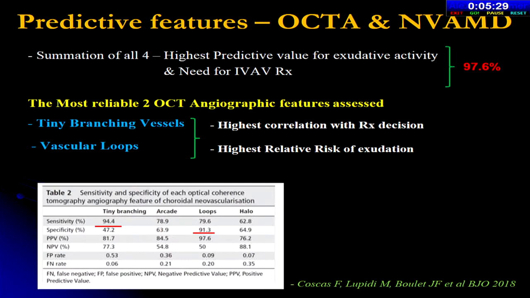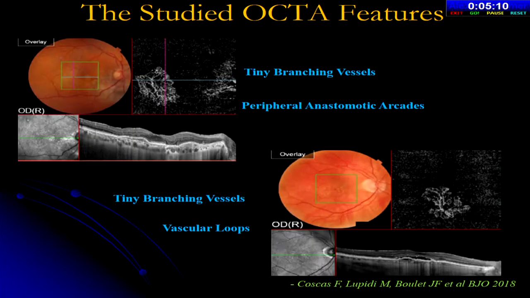Next, they found that the summation of all these four gives the highest predictive value for exudative activity and the need for anti-VEGF treatments, up in the 98%. The most reliable ones were the two which were highest, tiny branching vessels and vascular loops, which had the highest correlation with the treatment decision and the highest relative risk of exudation. So these were the tiny branching vessels, peripheral anastomotic arcades.